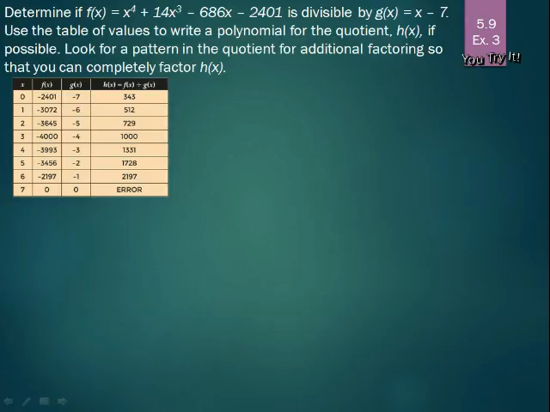Okay, so we have a few things going on here. We want to know if f of x is divisible by g of x. We also want to use the table to find the polynomial for h of x, and see if we can factor it further. And so let's start out by looking at h of x and finding that polynomial. Notice that x equals 7 is going to be an error or undefined in our function, and so that will be in our domain part of it.